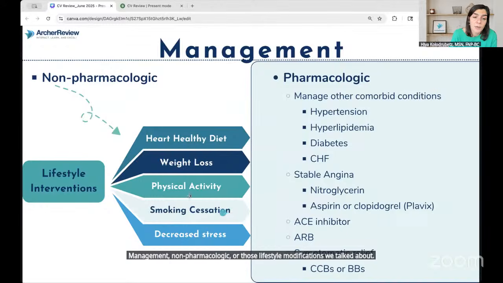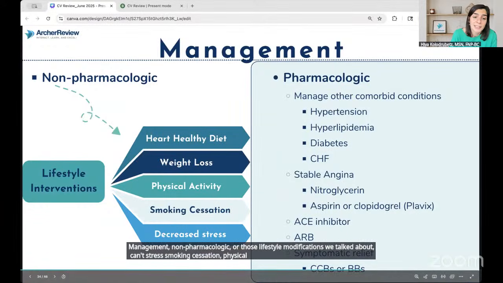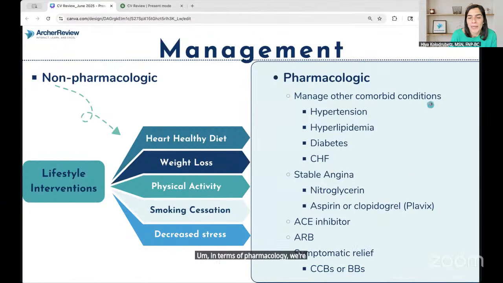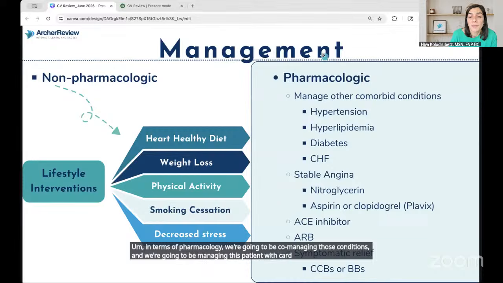Can't stress smoking cessation, physical activity, and decreased stress enough. In terms of pharmacology, we're going to be co-managing those conditions. And we're going to be managing this patient with cardiology, but we're going to get their blood pressure under control. We're going to get their cholesterol under control. We're going to get their blood sugars under control.